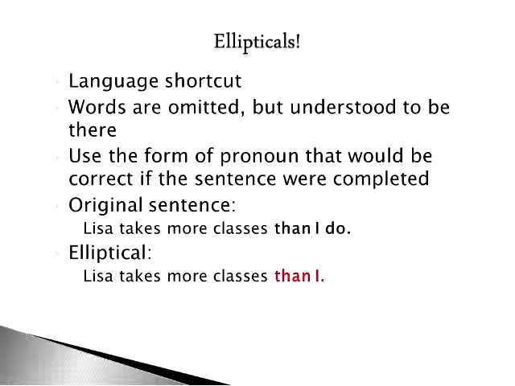Okay, we went over elliptical sentences last time as well. We went over it real fast, so we're going to have a couple questions to do as practice. That's a language shortcut, where some words are omitted but are understood as being there. Then you want to complete the sentence, restructuring it so it makes sense. So here's one sentence. Lisa takes more classes than I do. Our elliptical would be Lisa takes more classes than I. They didn't finish the entire sentence, but it's still grammatically correct.